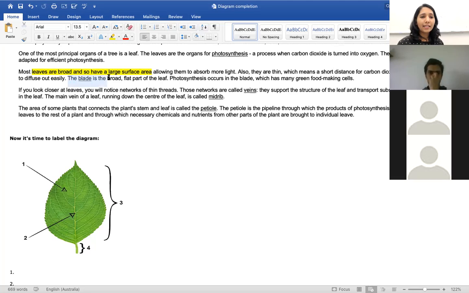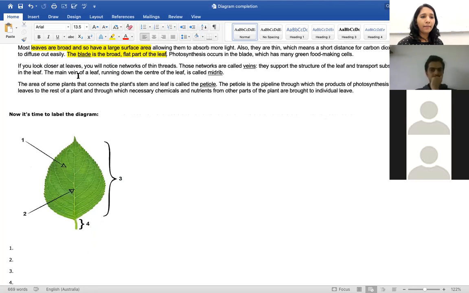The blade is the broad, flat part of the leaf, highlighted. Photosynthesis occurs in the blade, okay? If you look closer at the leaf, you will notice a network of thin threads. These networks are called veins, highlighted. They support the structure of the plant and transport substances to and from the cells.